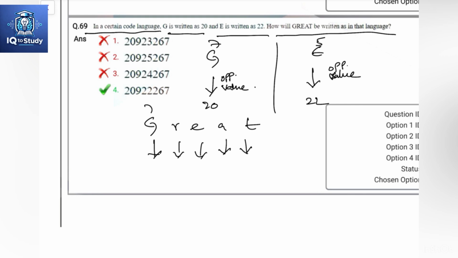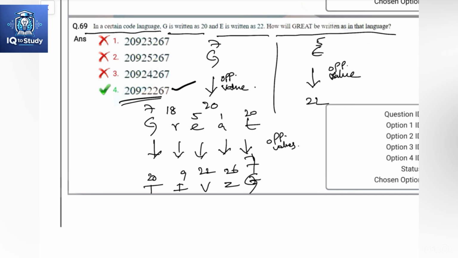let's take the positional values first. G means 7, R means 18, E means 5, A means 1, T means 20. Let's take all opposite alphabets. The opposite alphabet of 7 is 20, which is T, and R is I, which is 9, and E is V, which is 22, and A is Z, which is 26, and T is G, which is 7. So option 4 is correct.